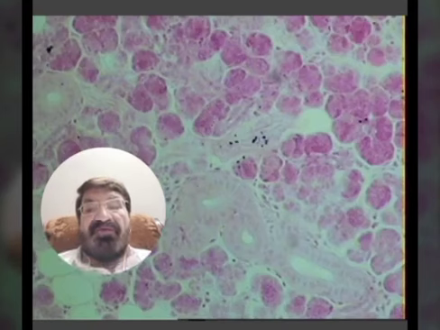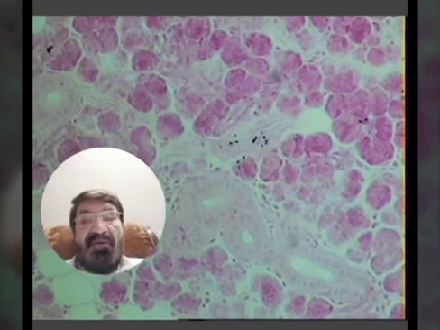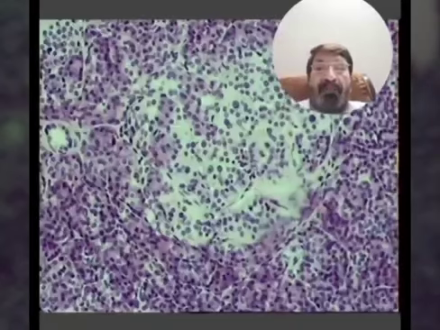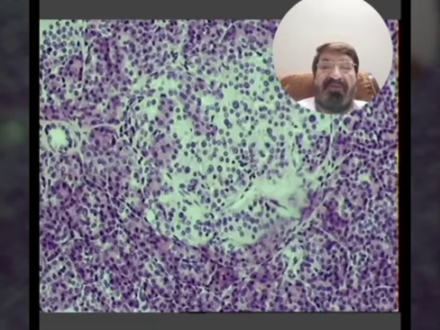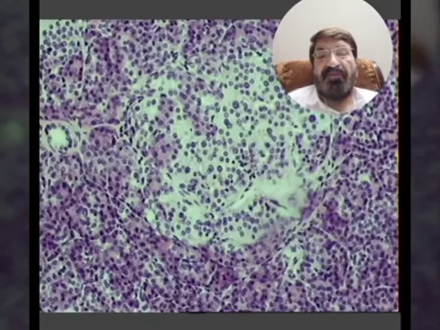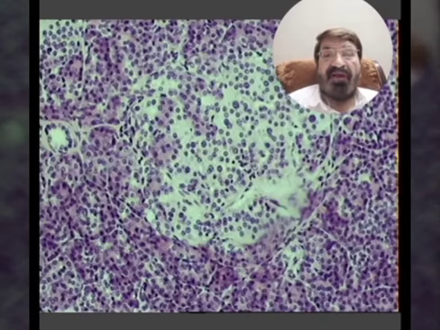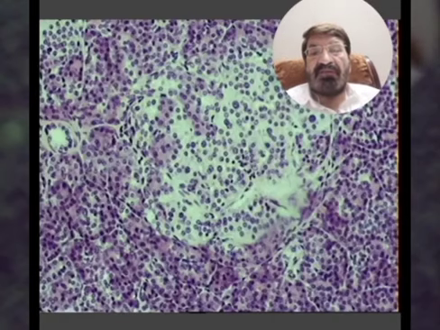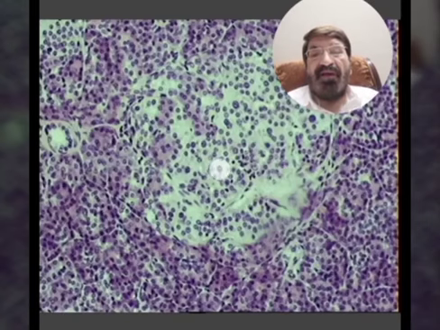Ducts are lined by simple cuboidal epithelium, very well imagined. You can see the simple cuboidal. Here lies the pancreas. I have told you the pancreas is a mixed gland, endocrine as well as exocrine. Its exocrine portion is serous in type. So you can see these are the serous alveoli, and in the serous alveoli, here lies the islet of Langerhans.